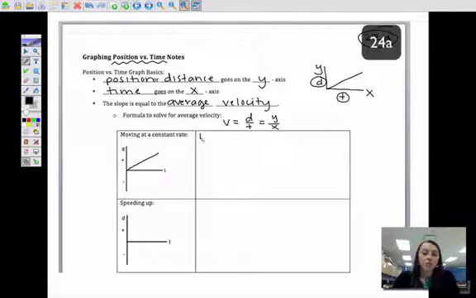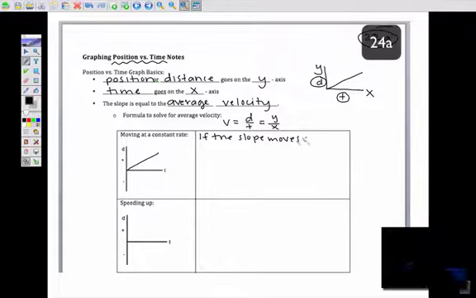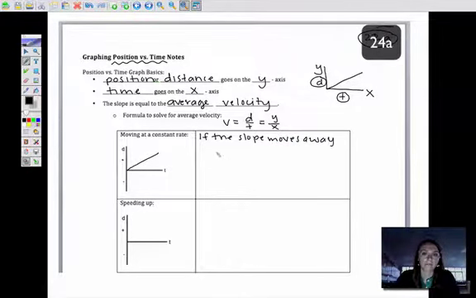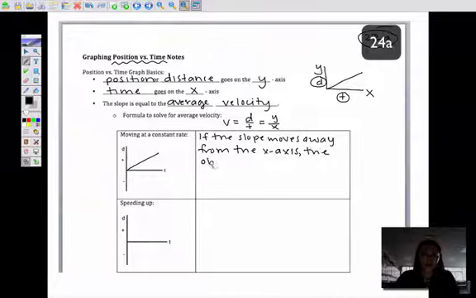And to remind ourselves, we need to write if the slope moves away from the x-axis, the object is moving at a constant velocity.